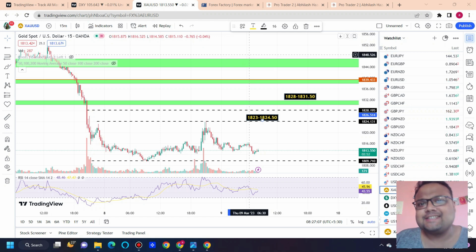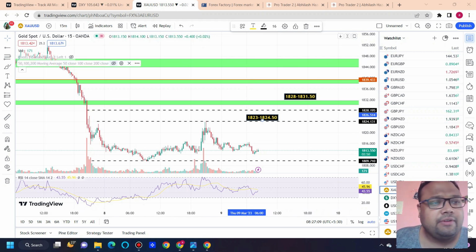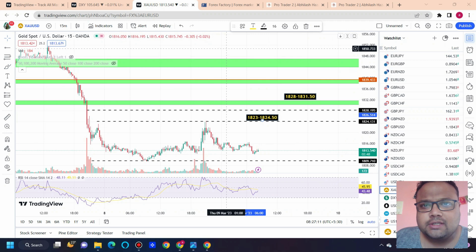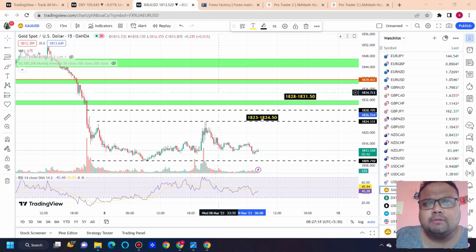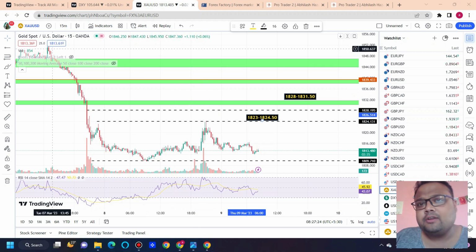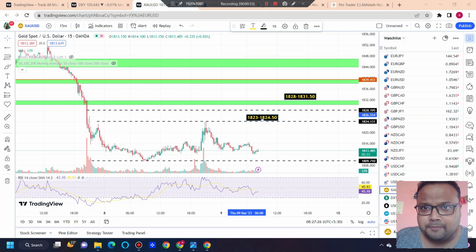So let's get started. My dear friends, this is the 15 minutes chart of gold USD in front of us. Yes, today I'm not in my usual 1 hour or 4 hours time frame. The volatility of the market is low. Market is not showing much moves. As a result, I have switched to the 15 minutes time frame.